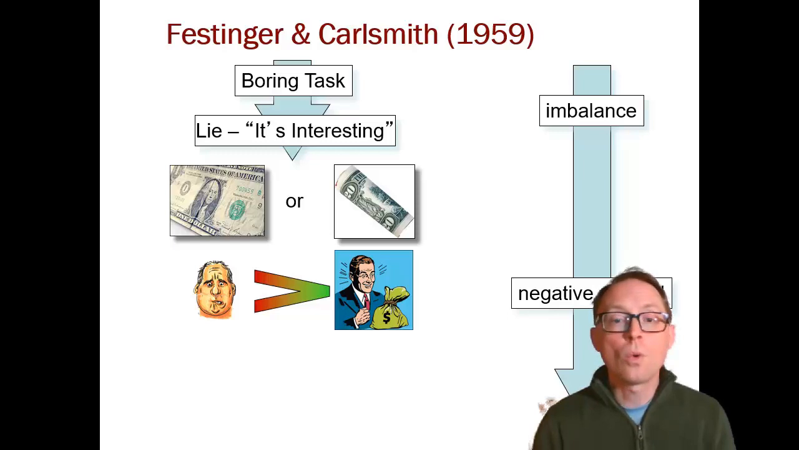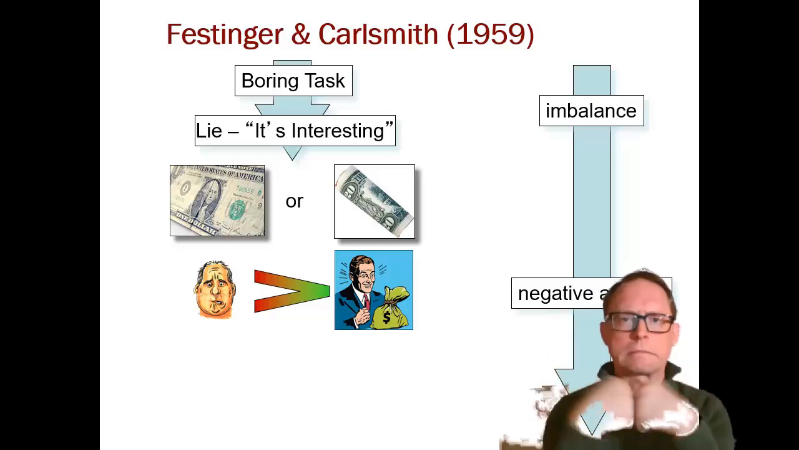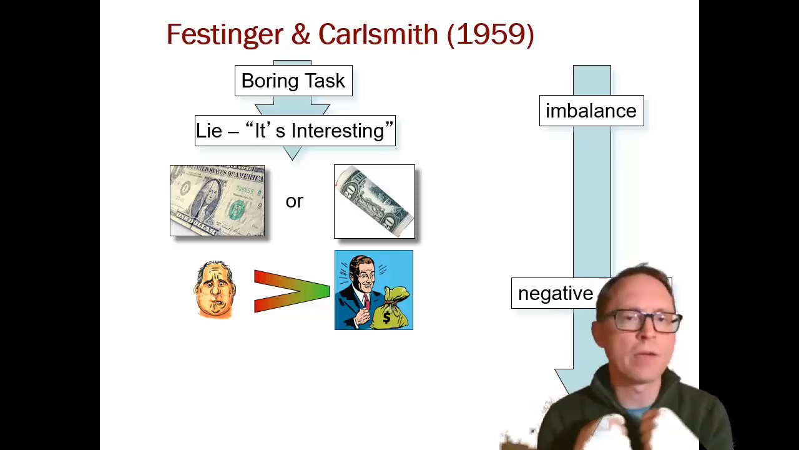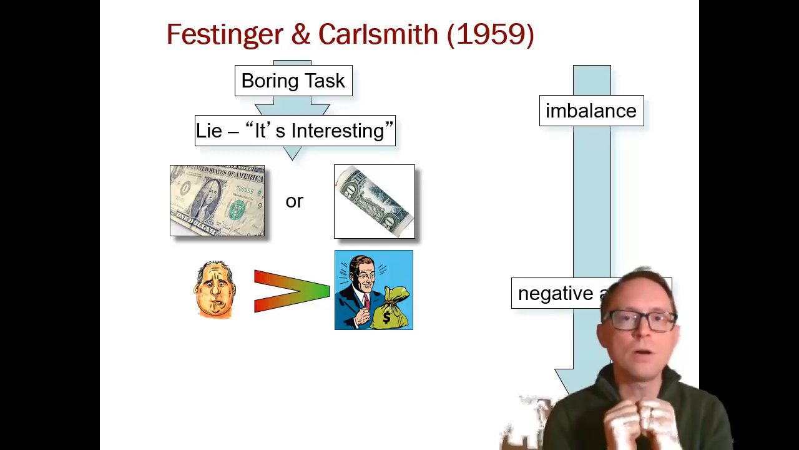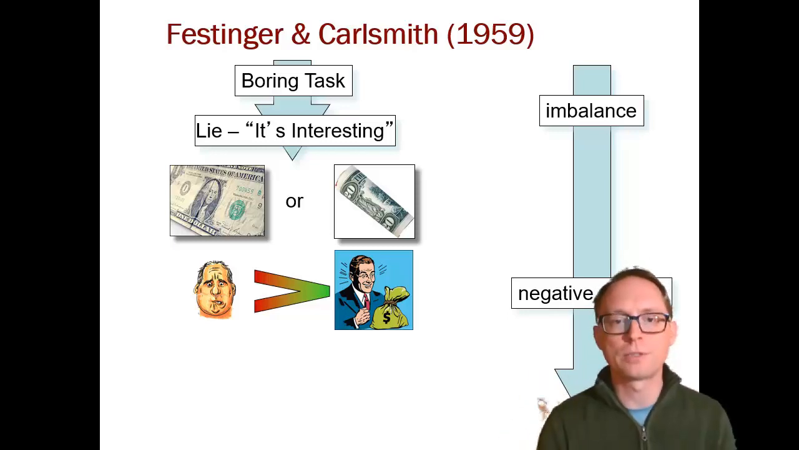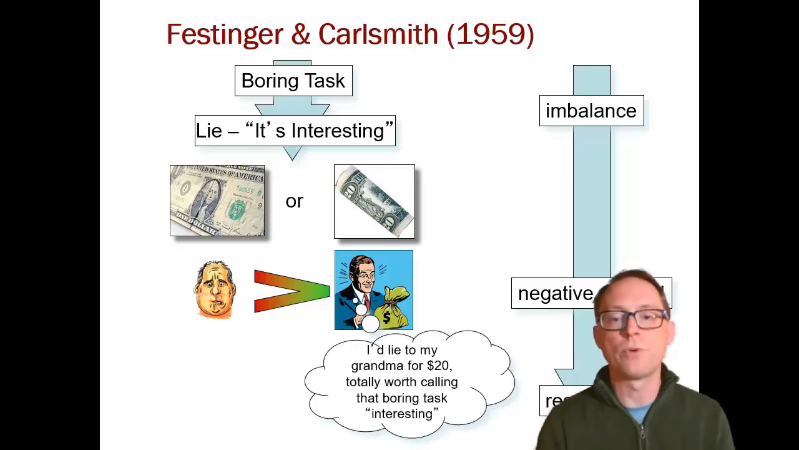When the negative arousal occurs, the thought is, I don't think that lying is good, but I just lied. It clashes. But wait a minute, why did I do that counter-attitudinal behavior? Oh, I was induced. I did it for $20. Think of $20 like $100 today, a lot of money. Yes, I did lie, but for $20. This person's like, I'd lie to my grandma for $20. It's worth calling that boring task interesting because $20 is a lot of money.